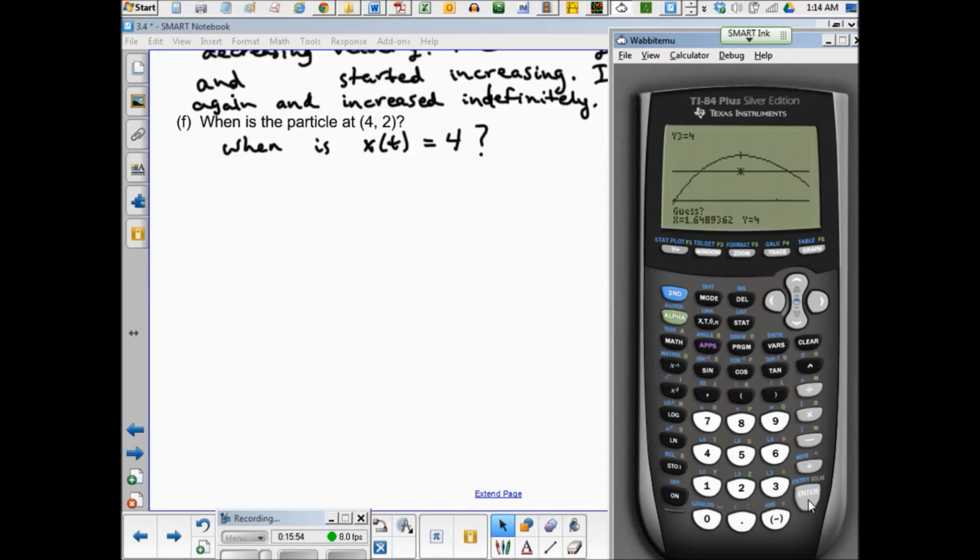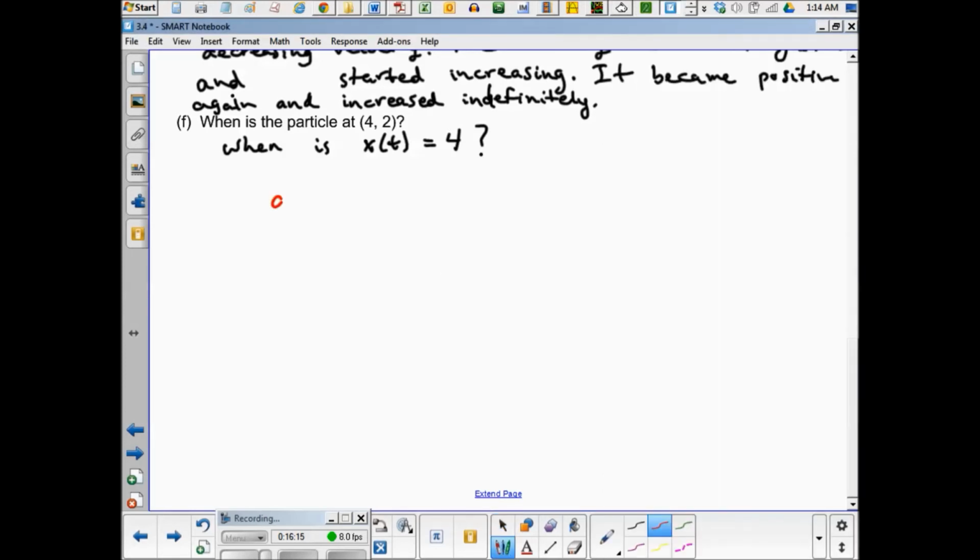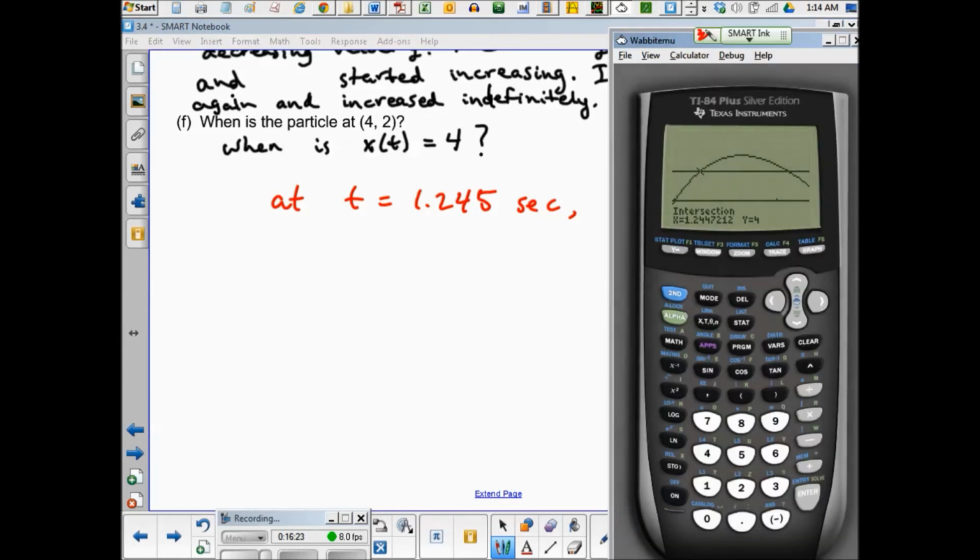Press enter again. To guess, I'd say this intersection, because there are two of them, so I'll hold the calculator up. 1.245. Okay, let's go back and write that down. Back to the graph.